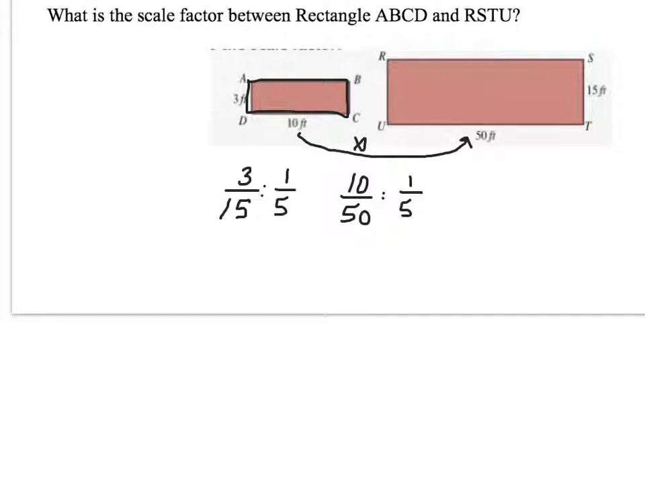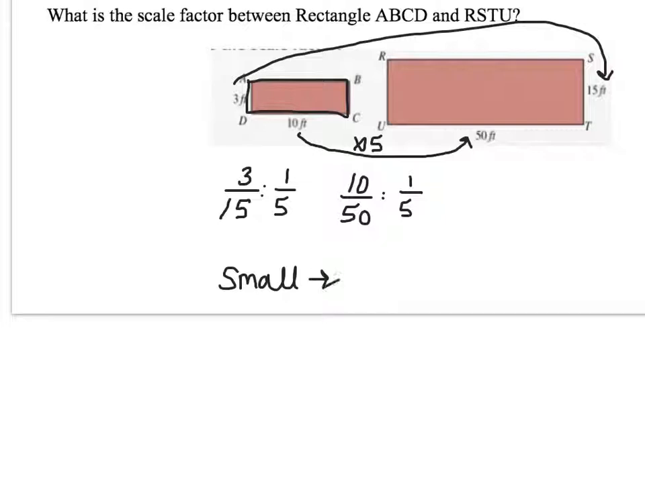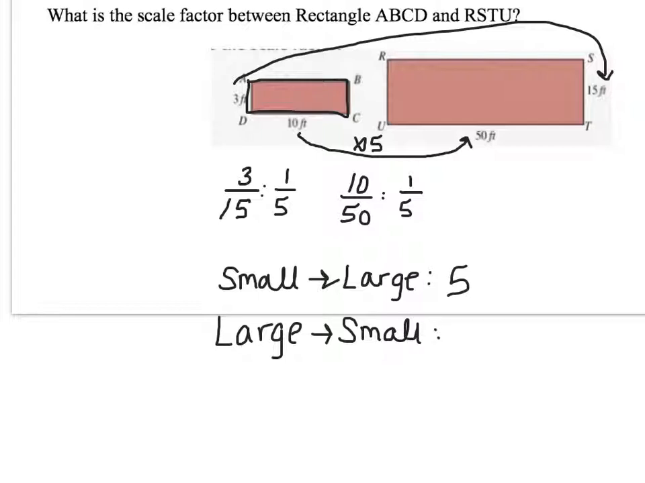10 times 5 equals 50. 3 times 5 equals 15. So when going from the small rectangle to the large rectangle, our scale factor is 5. If we go from the large rectangle down to the small, our scale factor is 1/5. It's just reverse, it's just that reciprocal.